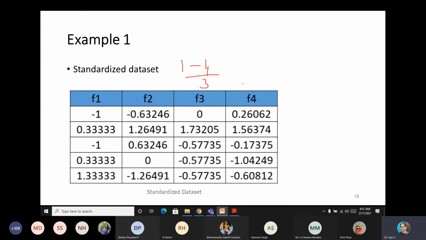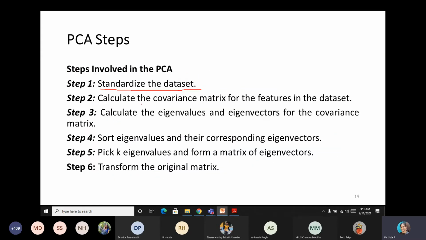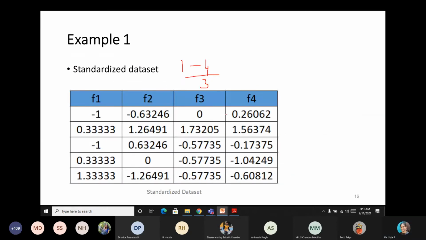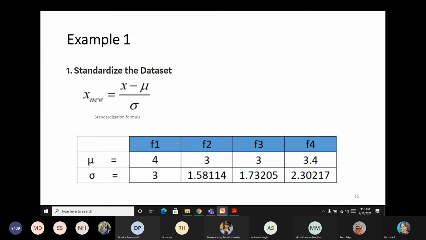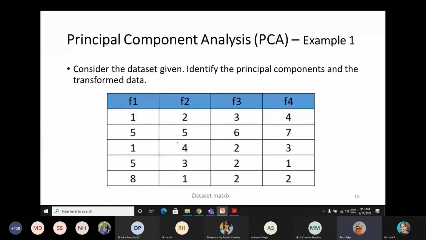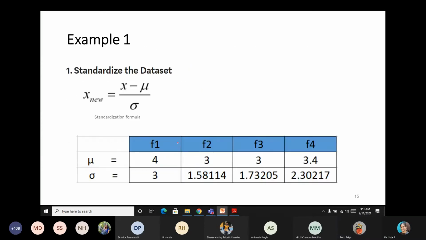After standardizing the data set, the second step is to find the covariance matrix for the features. This is the standardized data set, and for this we have to find the covariance matrix. Any doubts so far? No. Okay.